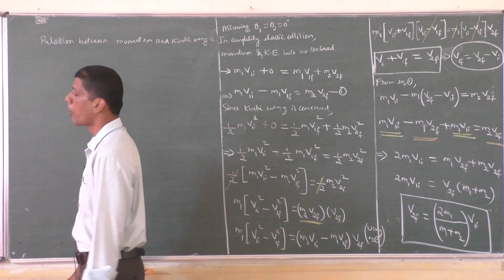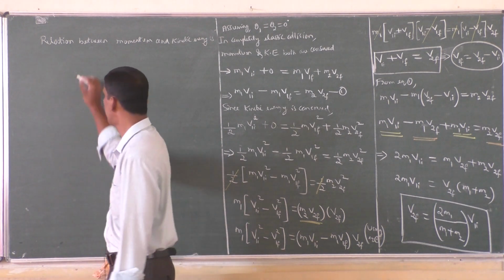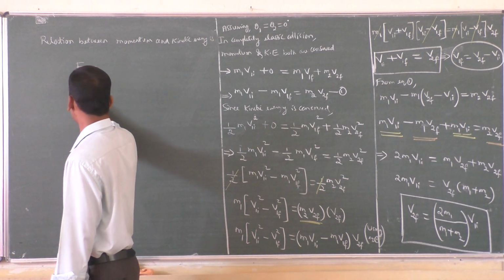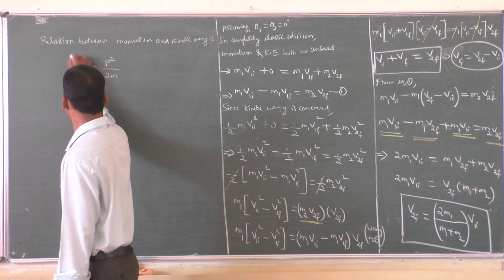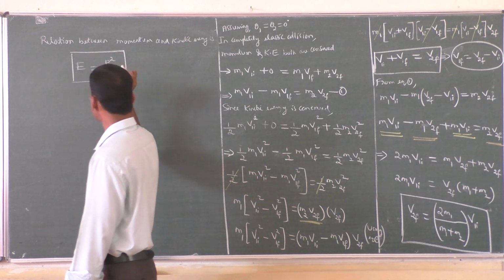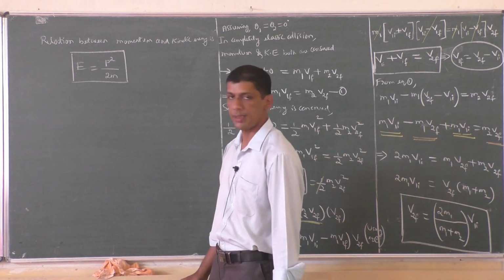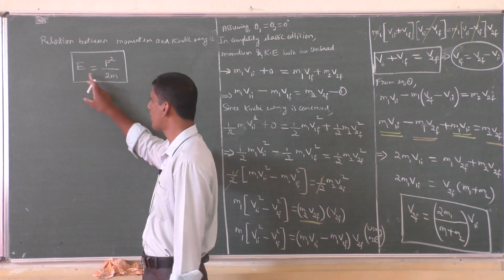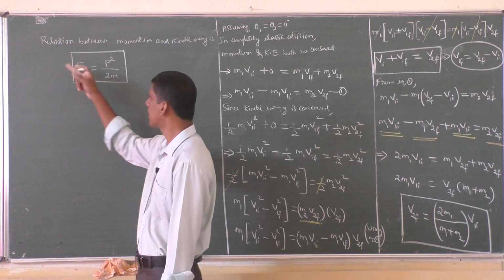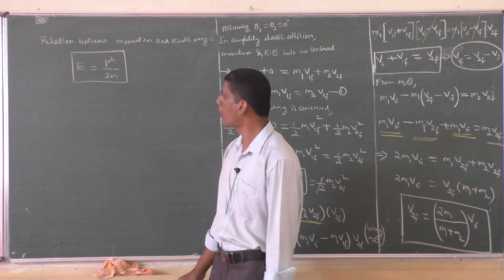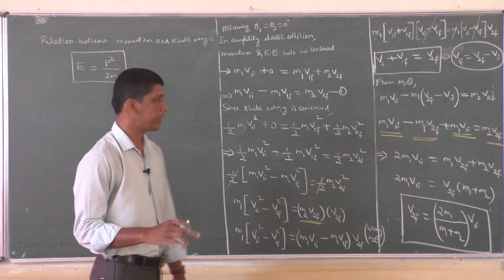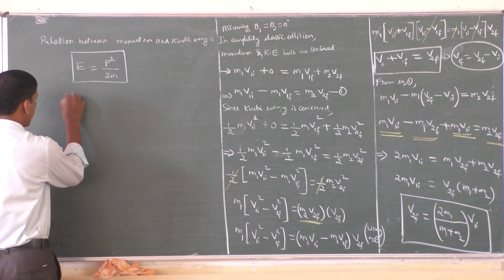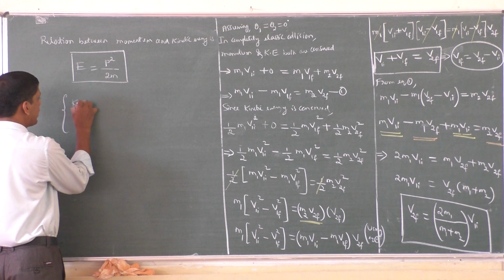The relation between the momentum and kinetic energy, that should be equal to E, that should be equal to P square by 2m. This is a formula. Relationship between the momentum and kinetic energy, that is given by the formula E is equal to P square by 2m. Here E is nothing but kinetic energy and P is nothing but momentum and m is the mass of the body. I will tell you how the derivation is done. So derivation is like this. We have the formula for the kinetic energy.